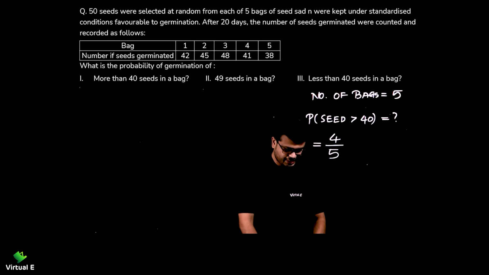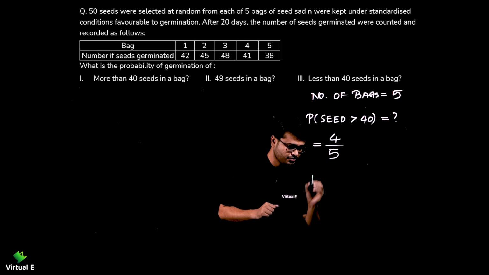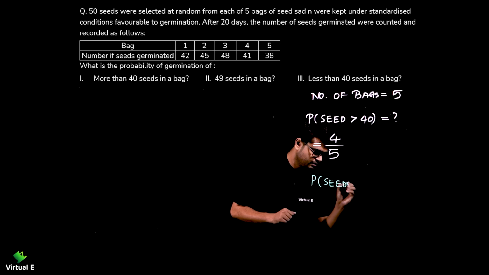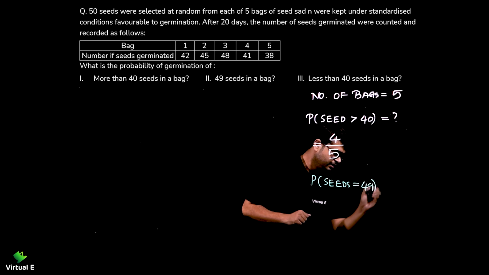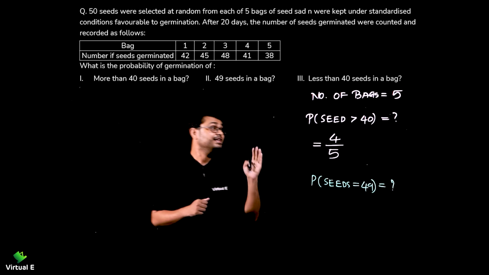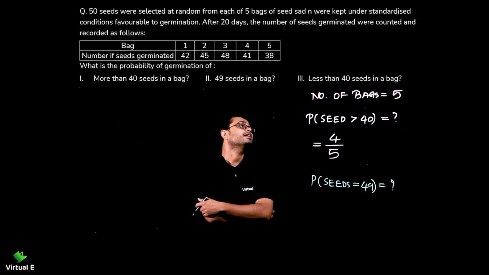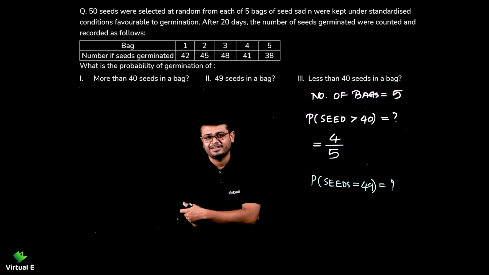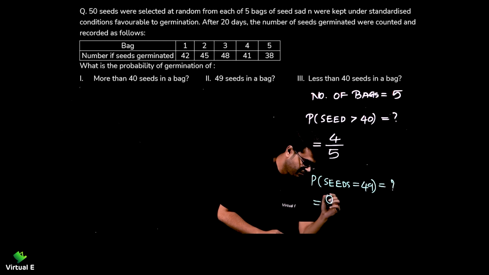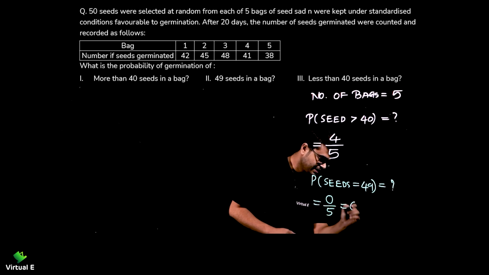Let's discuss the next one. 49 seeds in a bag. So let's write seeds equal to 49. How many bags have 49 seeds? In the first one 42, then 45, 48, 41 and 38. Nowhere is there 49, right? So no bag. So we will write 0 bags over the total number of bags, 5. So that is 0.